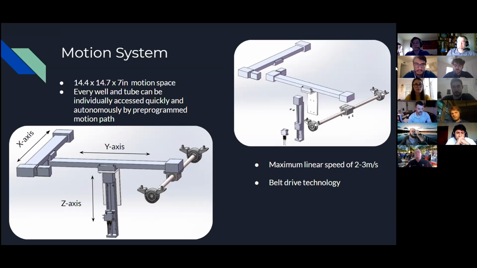The dispenser moves vertically to access the tubes and wells, or to move out of the way as the X and Y axes move the dispenser to the next tube. The whole system was designed to be light so that the motors would not be under significant stress, but also rigid so that the positioning of the dispenser has as little error as possible.